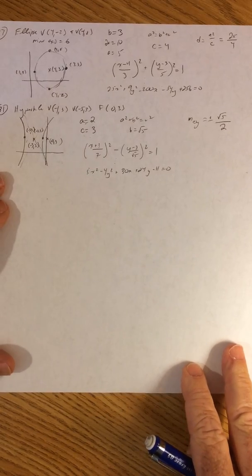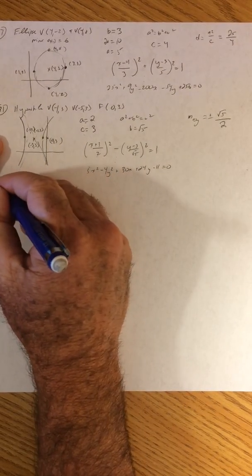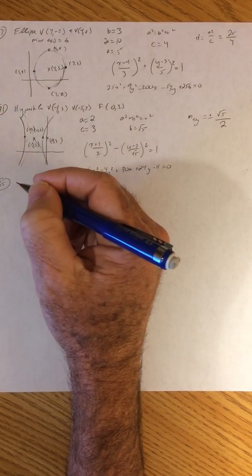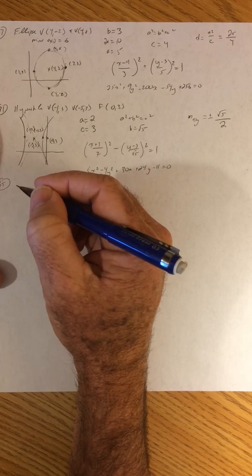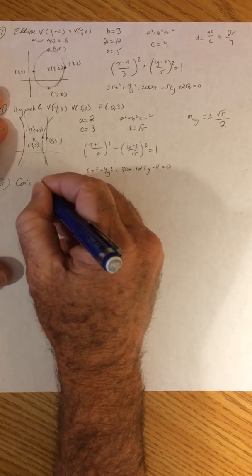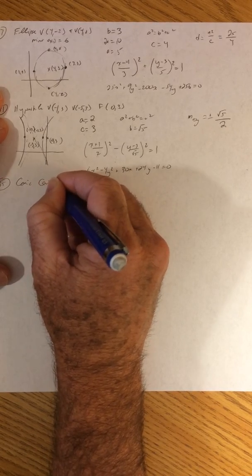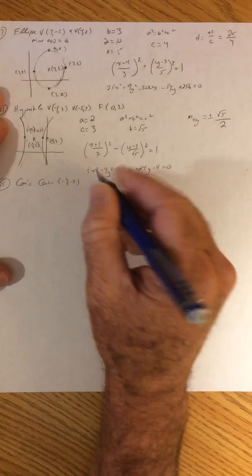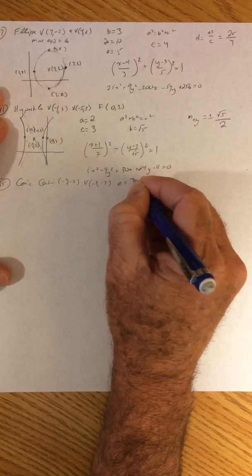Next problem is number 35. This is going to be a tougher one. The given information for number 35, it says just a conic with a center of negative 3, negative 2, a vertex at negative 3, negative 7, and an eccentricity of 3/5.